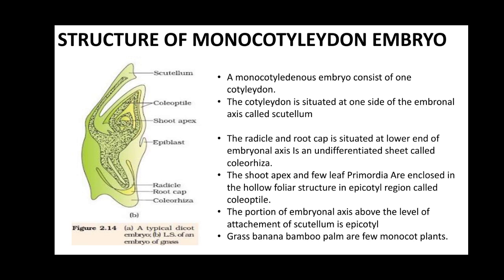The radicle and root cap are situated at the lower end and are covered by an undifferentiated sheath known as the coleorhiza, while the plumule is covered by a hollow foliar structure known as the coleoptile. The best examples of monocot embryos are grass, banana, bamboo, palm, rice, wheat, maize and many more.